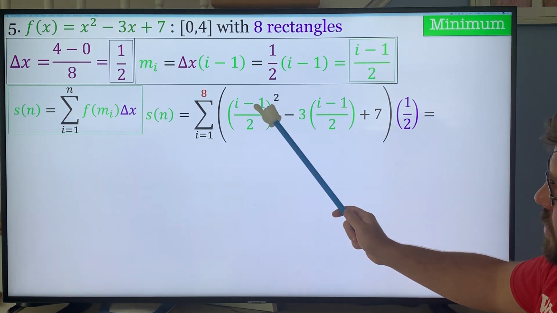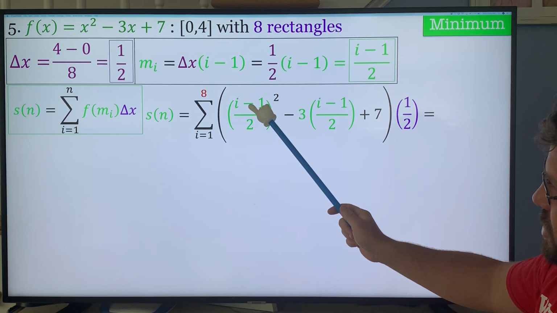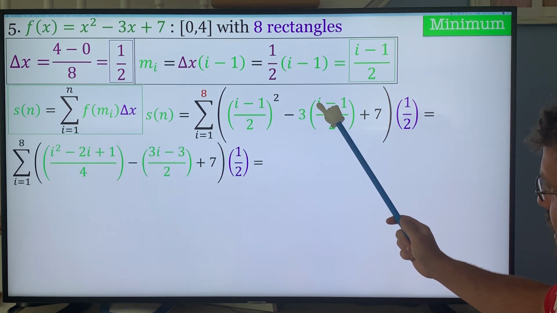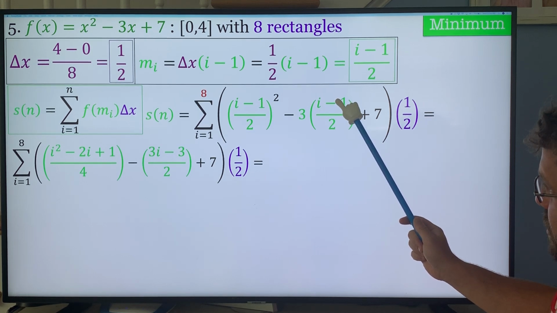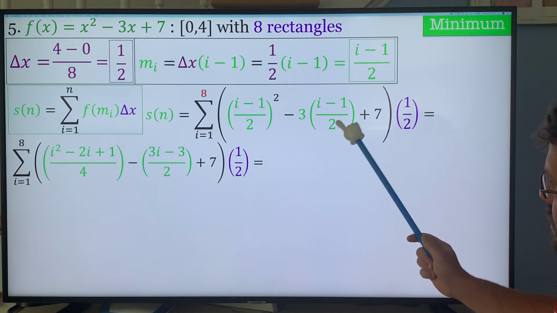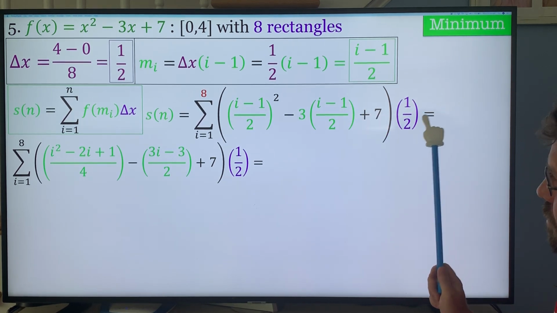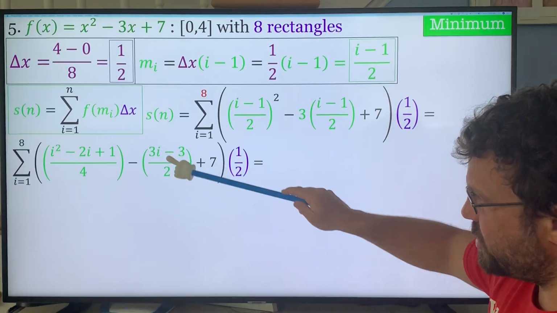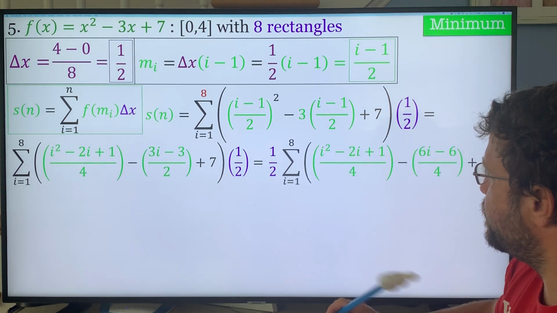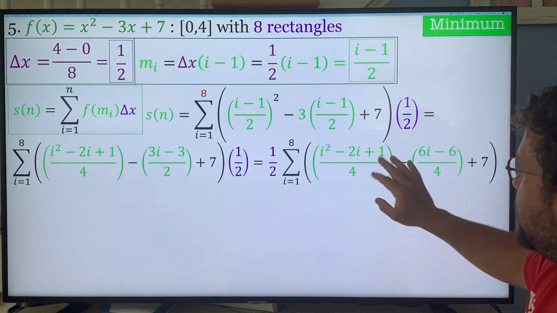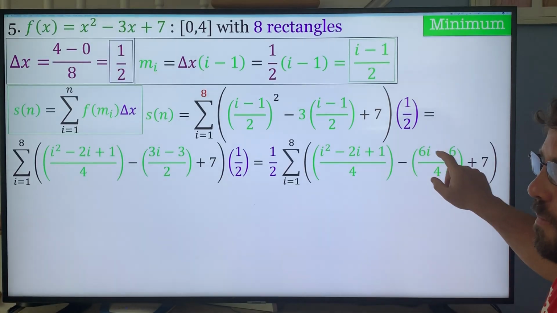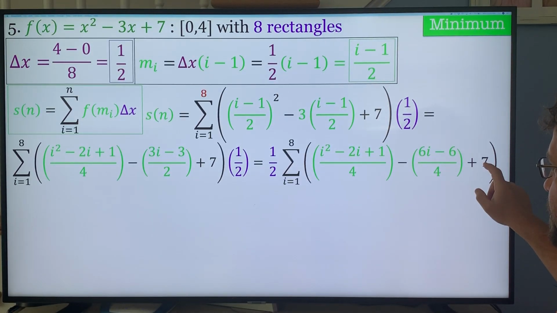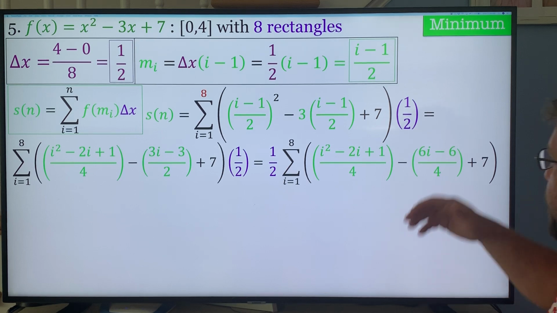Now, you have to expand this. (i squared minus 2i plus 1) over 4, minus 3i plus 3, over 2, plus 7 times 1/2. Oh, I didn't expand it. All right. You need both these to be 4, so you have to multiply this by 2 over 2. This stays the same. 6i minus 6 over 4. Still 3 plus 7. If you want to put this over 4 now, you can.